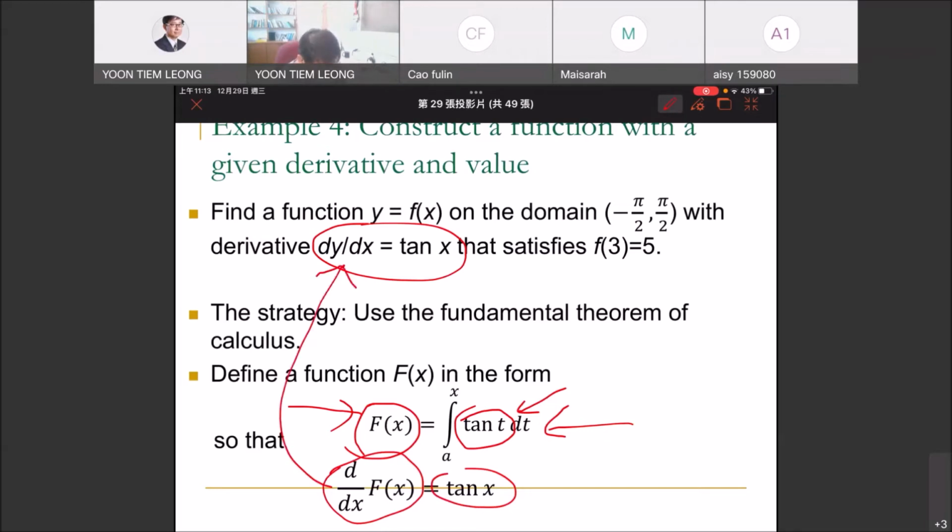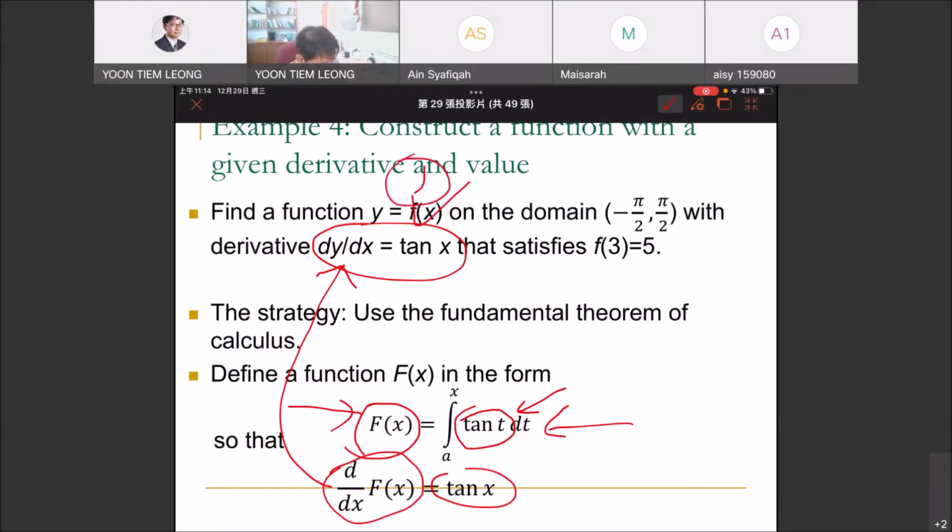So your capital function F would then fulfill one of the conditions, that the derivative of it is equal to tangent t. So this will give you the first part of the answer. That is, if you define F(x) to be the integration of tangent t from a to x, then the derivative of it will just fulfill tangent x. So you get the first part of the answer correct.